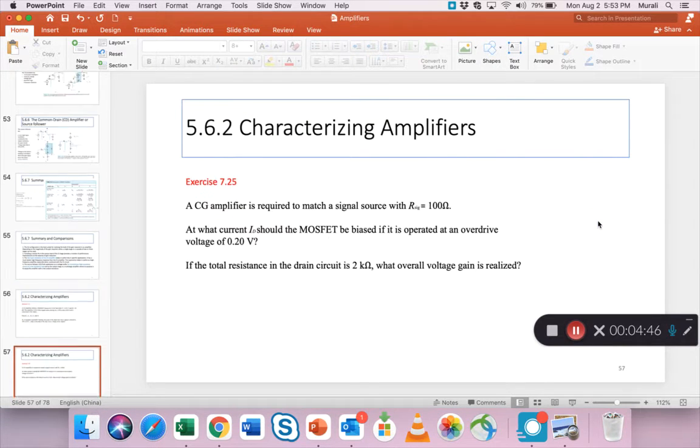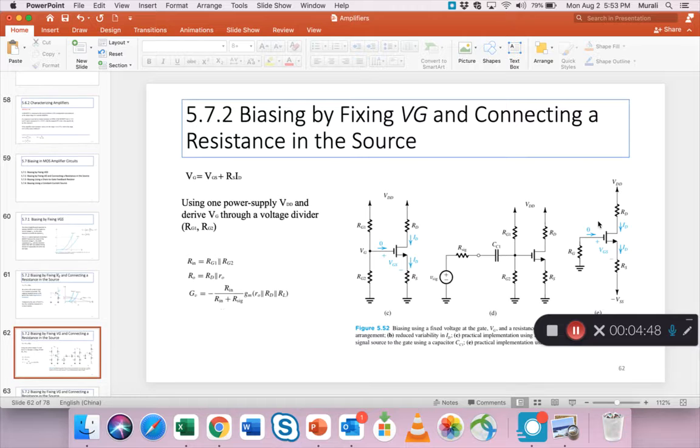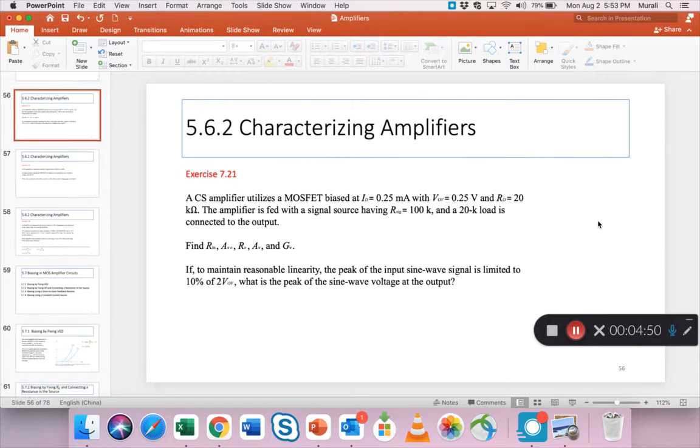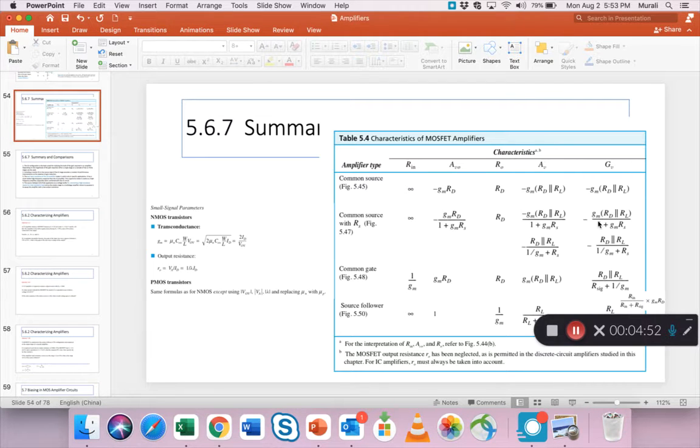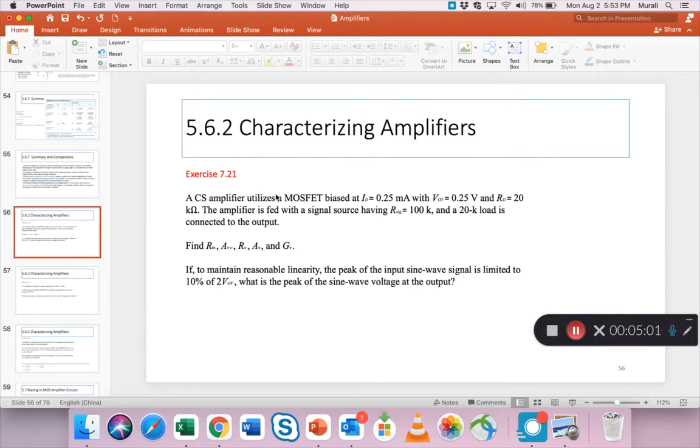Yeah, you'll notice that the AV and the GV are the same for a common source, right? That's why we did that.